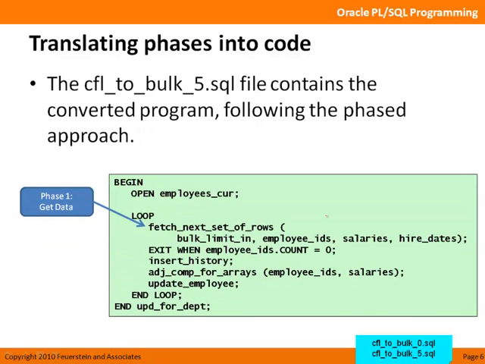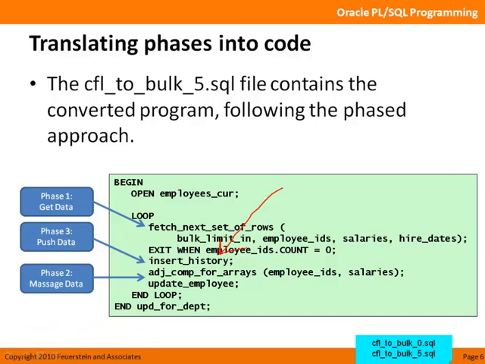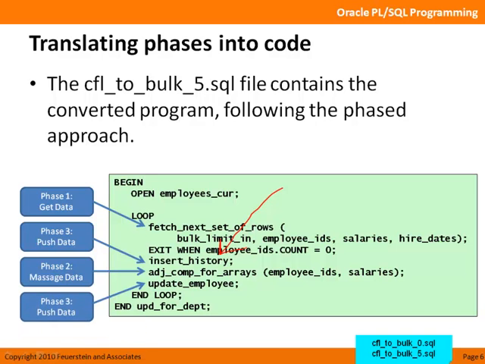So here's an example where I've set out your three phases, but of course in the real world, things change. So phase one, get the data. Then I'm going to immediately do a quote-unquote phase three and insert data back into the history table. Then I'm going to do my phase two, which is adjust the compensation for the arrays, adjust the salary values in my array structure. And then phase three, the final step, push the data back to the database.